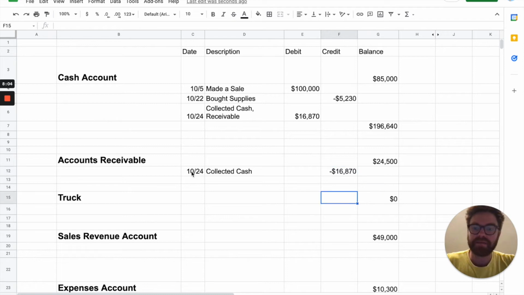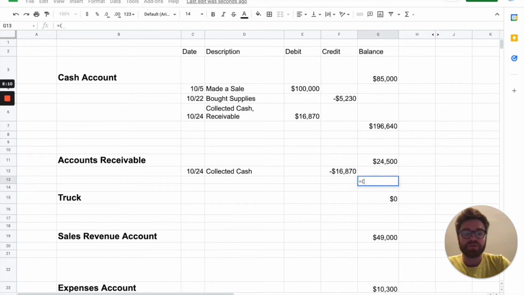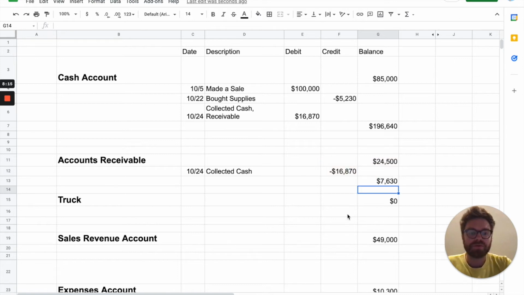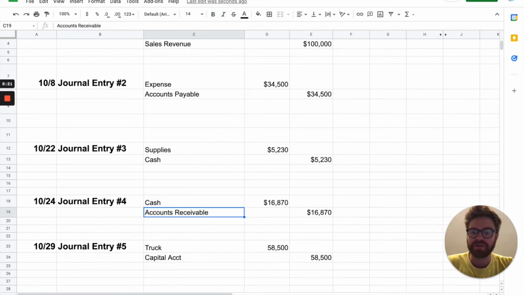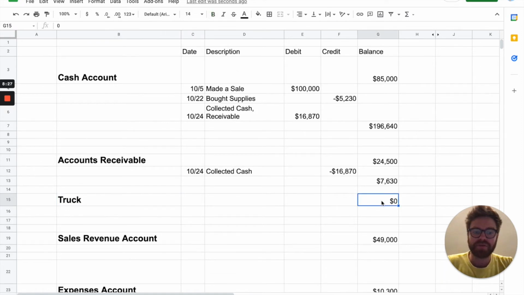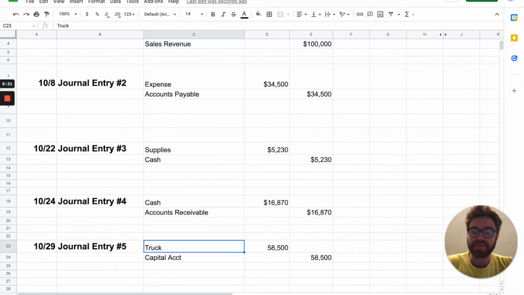And then that's it. That was the only time really accounts receivable was affected. So we're going to do the final balance here. We'll just do equals sum these two numbers. There we go, 7,630. Now the truck, that's the next account. Let's take a look at the truck. So the truck, 58,500 increase there. And if you see, it started with a zero balance. So we don't have to worry about that here. We just add the 58,500.